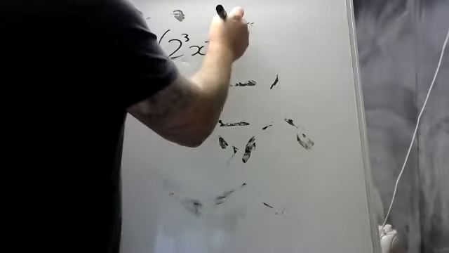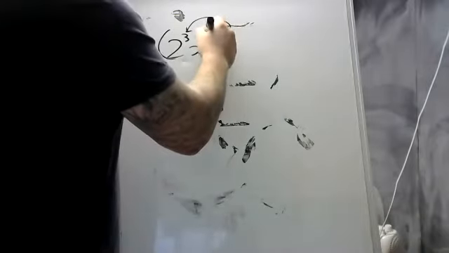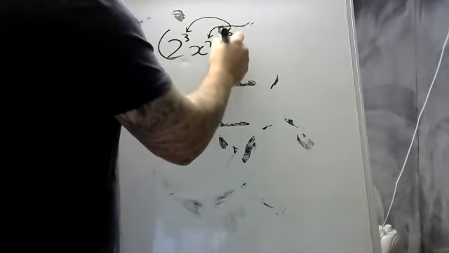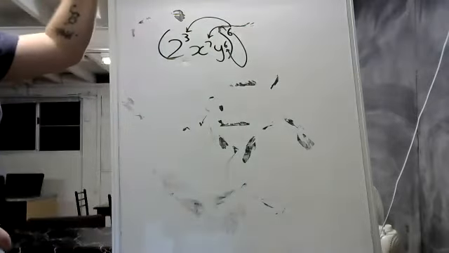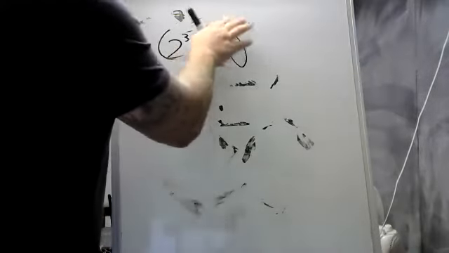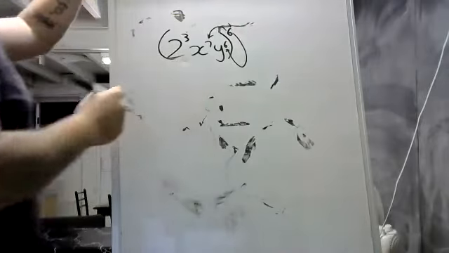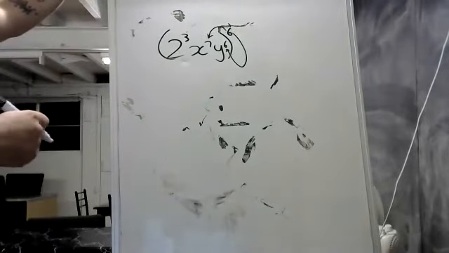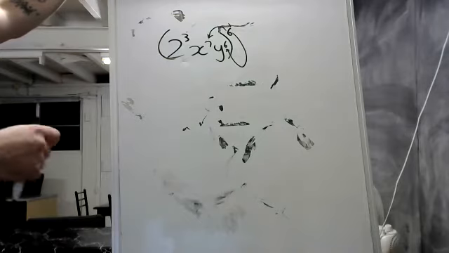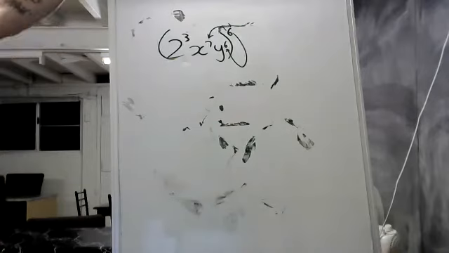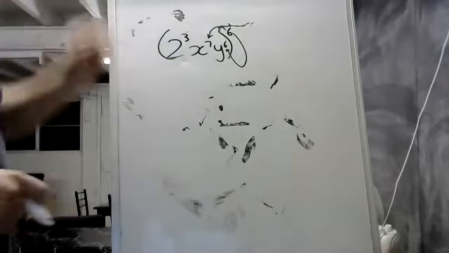I simplified 2 to the power of 3. So I got... Yeah, so you would have... I ended up getting 8 to the power of 6, and then x to the power of 42, yeah, and then y to the power of 36. Y to the power of 36, perfect.